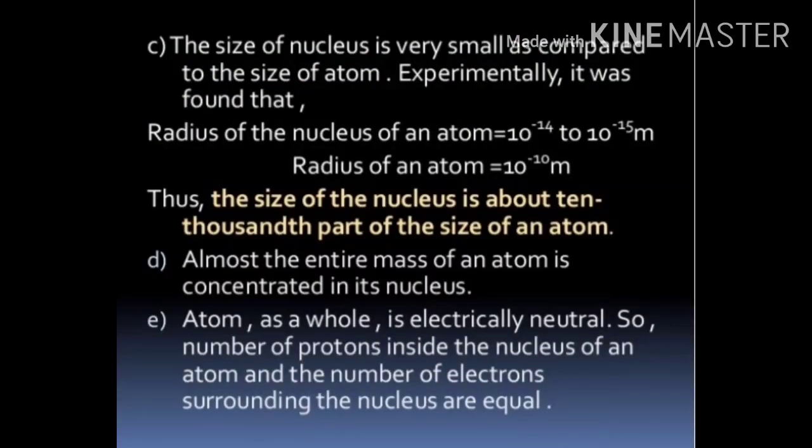That positive charge is named proton. The size of the nucleus is very small as compared to the size of the atom. Next, almost the entire mass of the atom is concentrated in the small part termed the nucleus, because a very few radiations deflect back from their path.